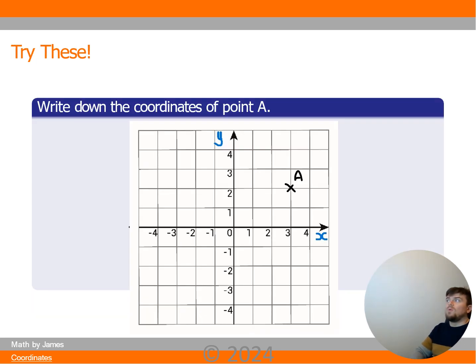So write down the coordinate of point A. Here we've got 1, 2, 3 along the corridor. So we either go along the corridor, up or down the stairs. So left or right, then up and down. That's one way we can remember it. First for x, so that's 3, and then that's 2 up for y.